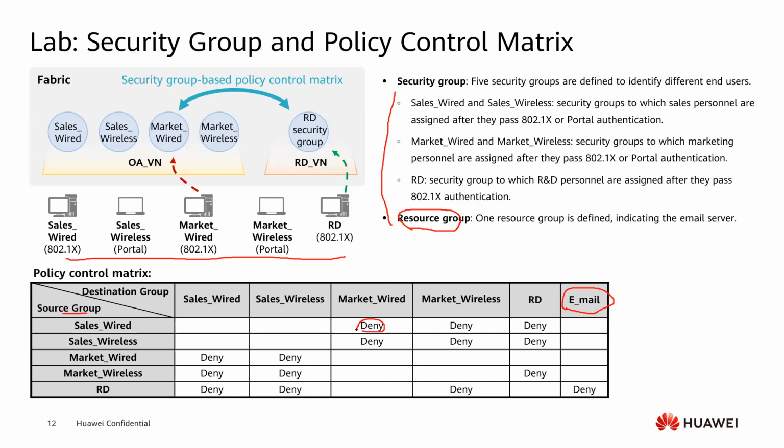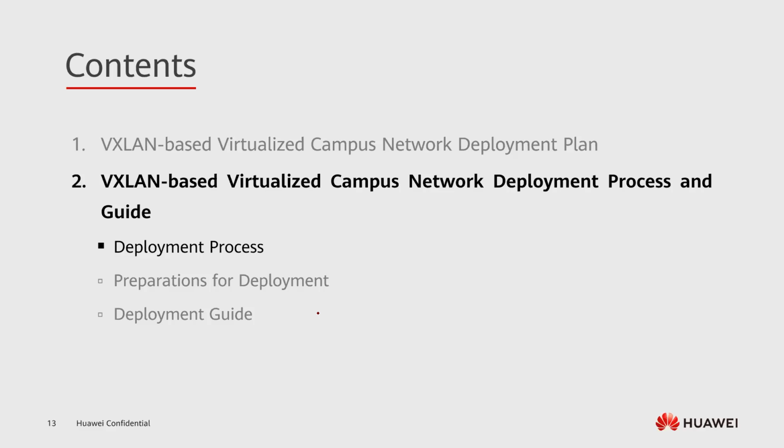So by design, that means these two groups cannot connect with each other. And by default, the action is permit. So if you do not do any configuration on the matrix, that means these two groups can connect with each other. Okay, this is the requirement and planning of here.